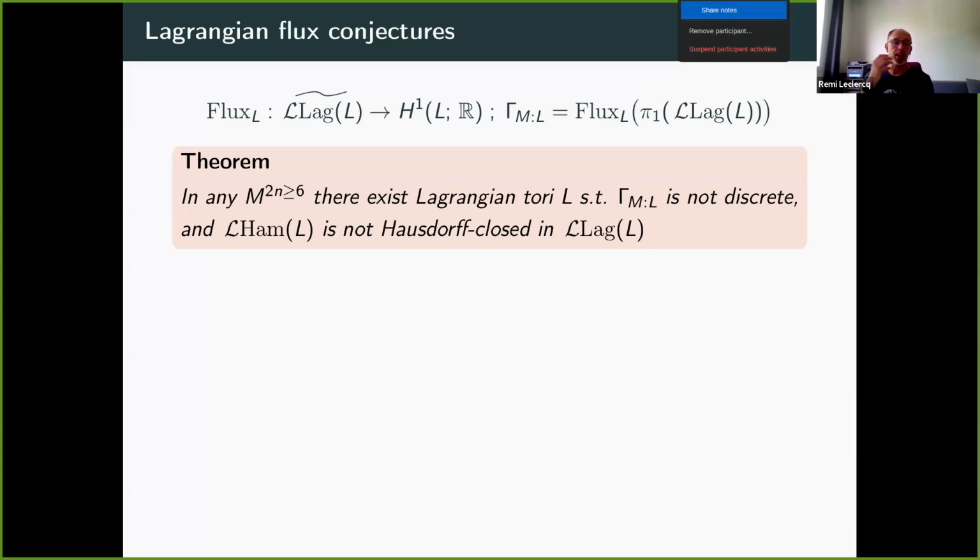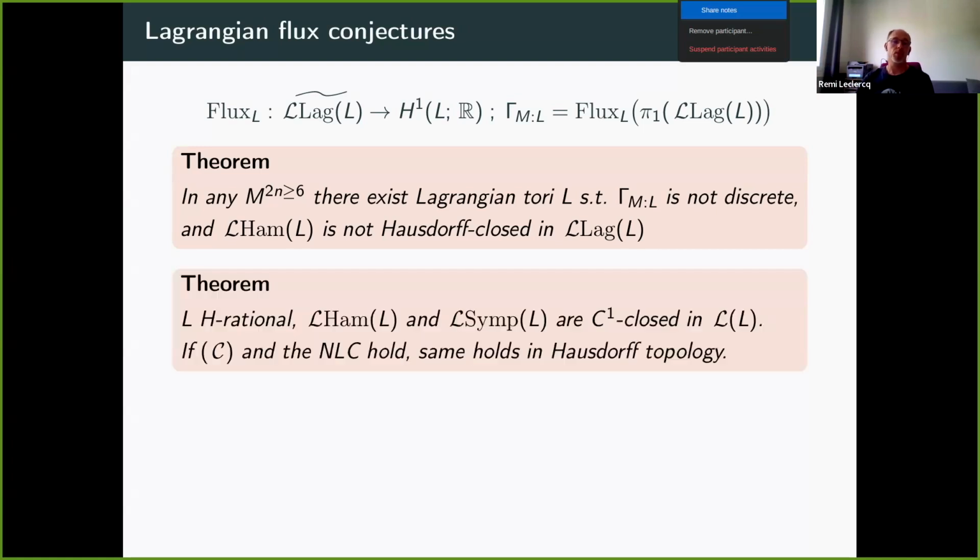That is, in any at least six-dimensional symplectic manifold, there exist Lagrangian tori such that this flux set here is not discrete. And also, we proved that the Hamiltonian orbit is not Hausdorff closed in the set of Lagrangians which can be obtained from L via Lagrangian isotopy.